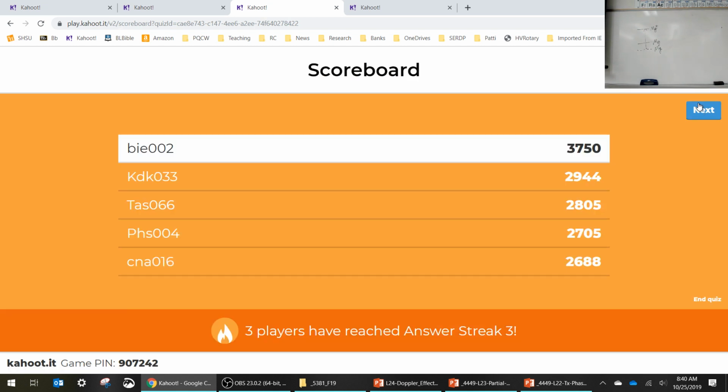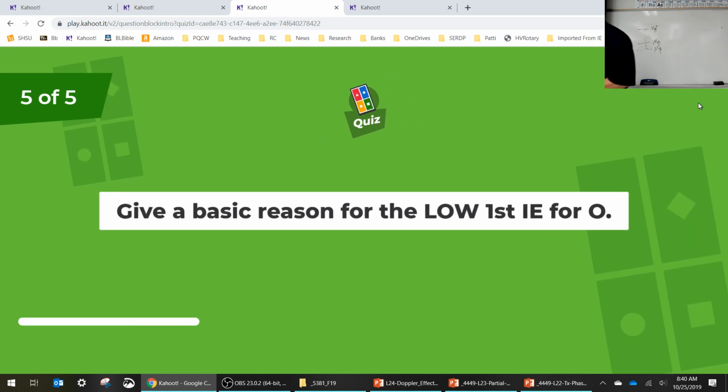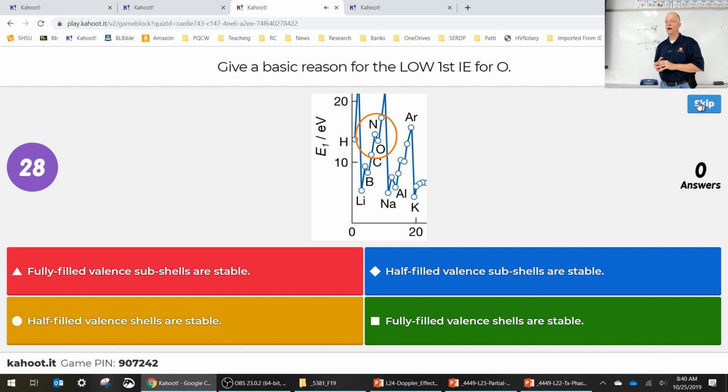so that was the half-filled example for nitrogen. 5 of 5, last one. Give a basic reason for the low first ionization energy for oxygen.